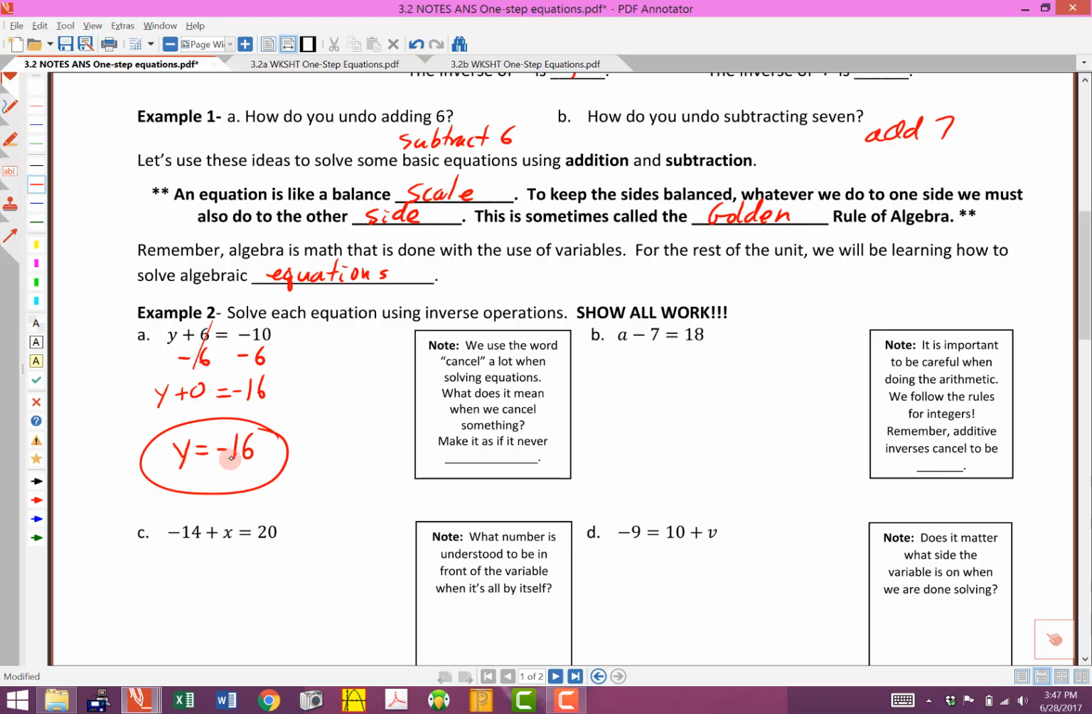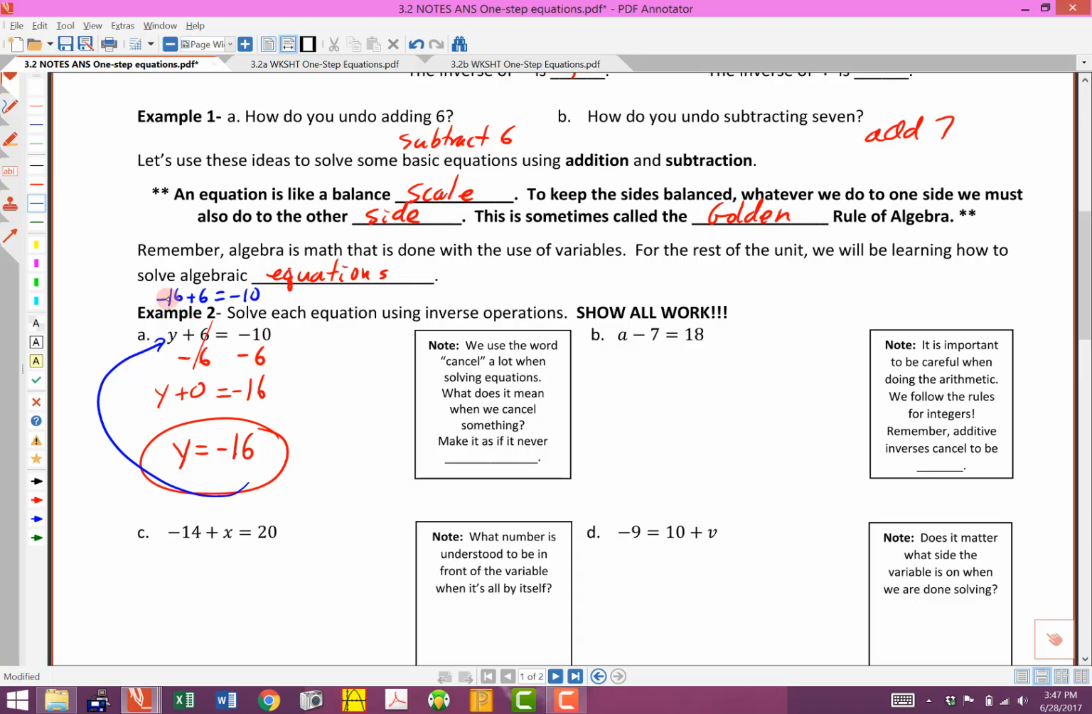So this is y is equal to negative 16. Now let's check that and see if it actually makes the equation true. So I'm going to take this and plug it in right there. Wherever there's a y, I'm going to put a negative 16. I'm going to add 6 to it, and I'm going to see if it equals negative 10.